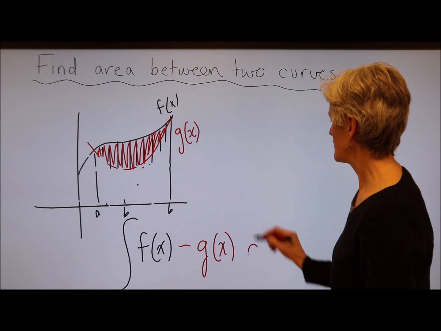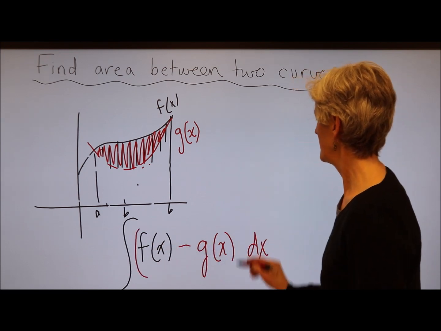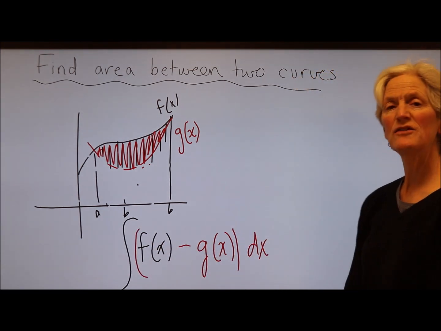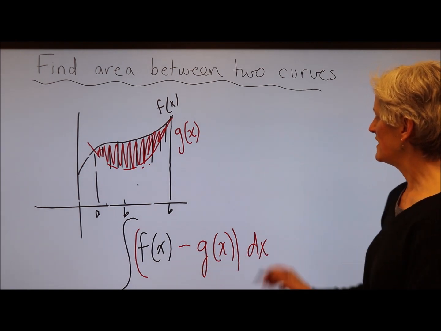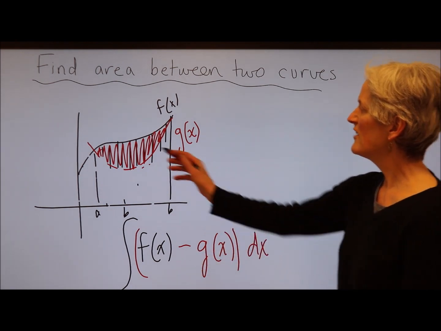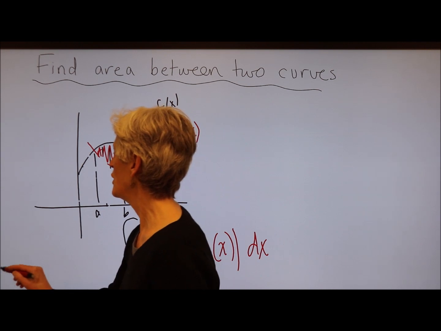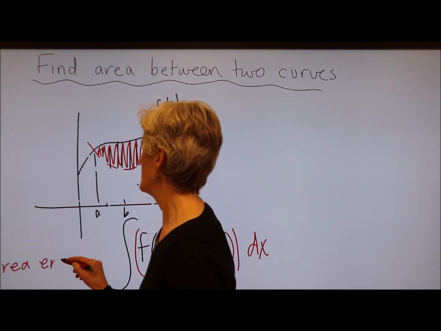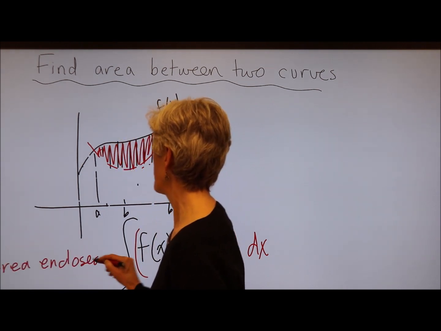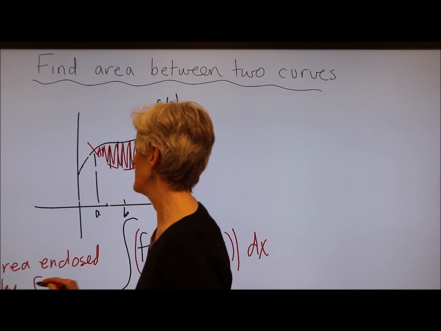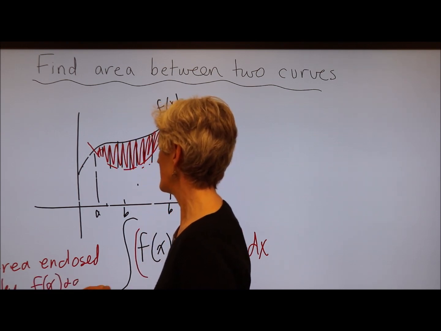And of course, this is all with respect to x. So there's the integral of f of x minus g of x dx. That would give me the area enclosed by these two curves, f of x and g of x.